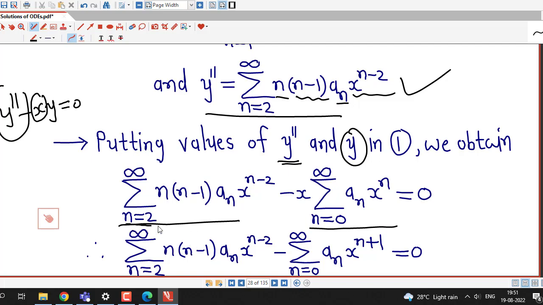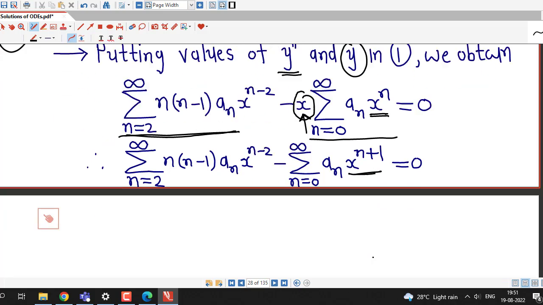In the next step, I keep this summation as it is, and I can take this x inside this summation because this x is independent of this summation index n. Here summation index is n and x is independent of n, so we can take it inside the summation, and we will have x raised to n times x, that we can write as x raised to n plus 1.